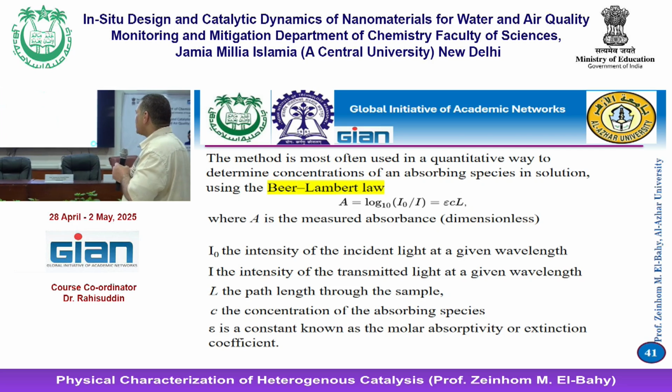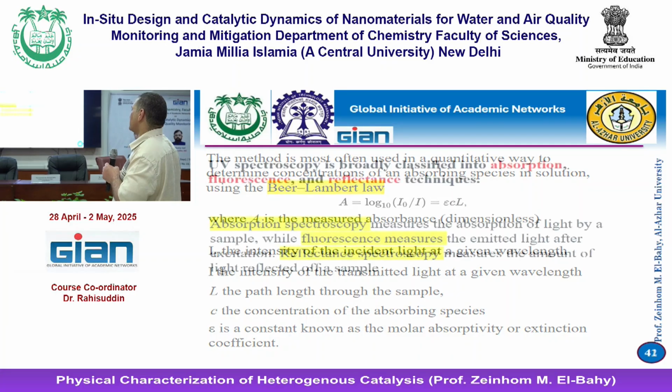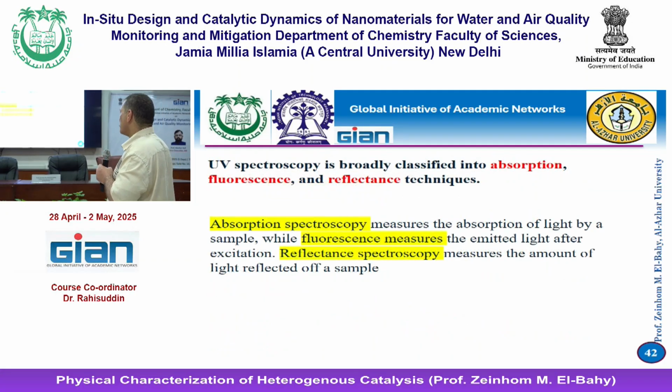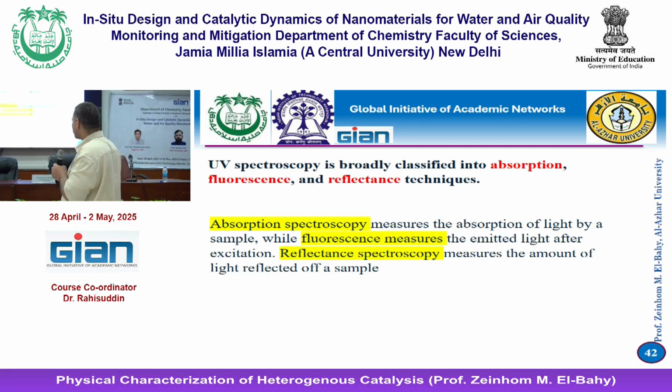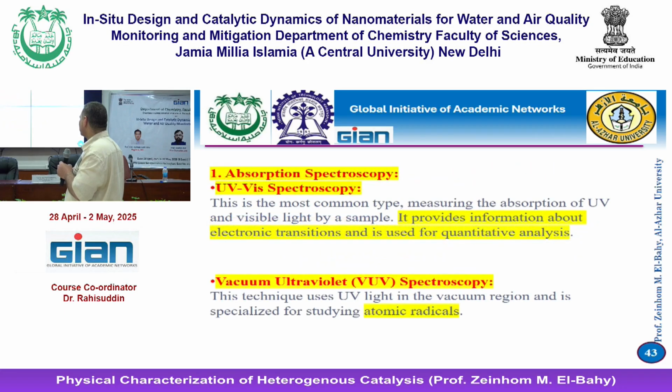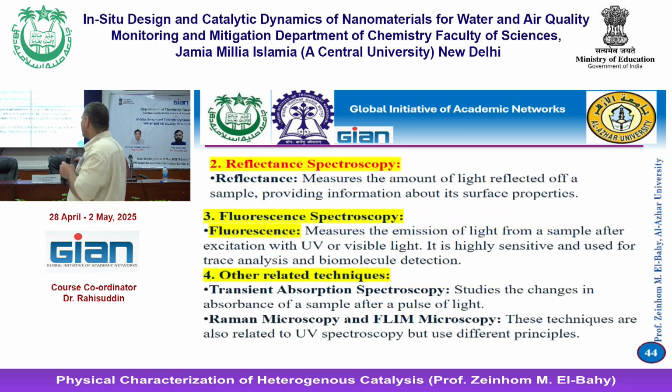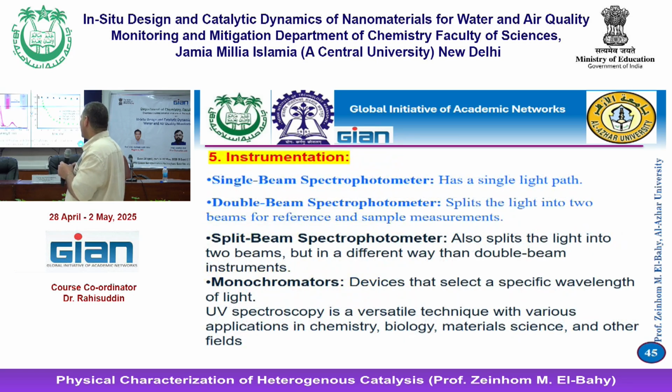Let's go to this. How can we use this technique? It's very useful. I'll show you how useful it is. UV spectroscopy is broadly classified into absorption, fluorescence, reflectance techniques, and others. Fluorescence measures emission, while absorption or reflectance spectroscopy is different. This is not our aim here. Instrumentation may be single beam or double beam. I want to go here.